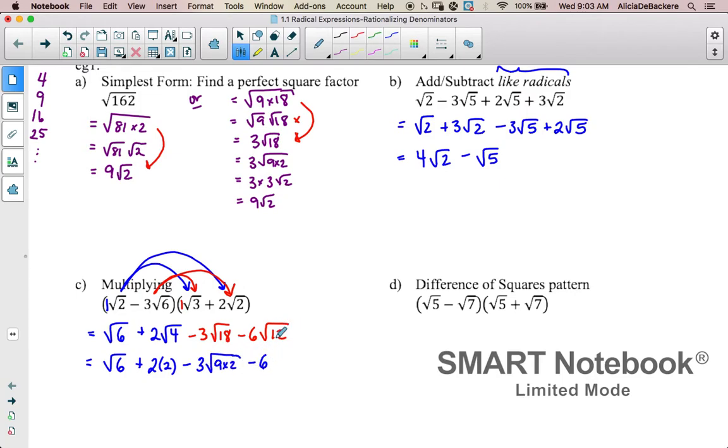And then when I look at 12, again, I'm going to ask myself, is there a perfect square that I can divide 12 by? And there is. I can divide by 4. So I'm going to rewrite 12 as 4 times 3. And now I'm going to simplify these guys.